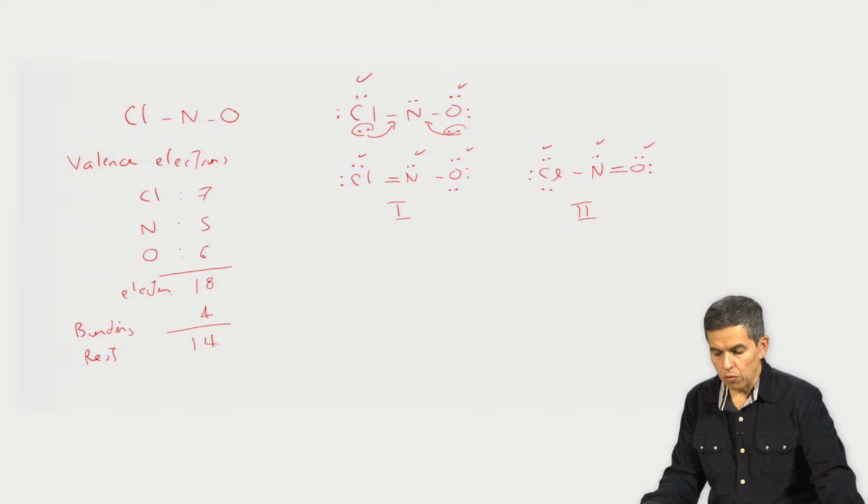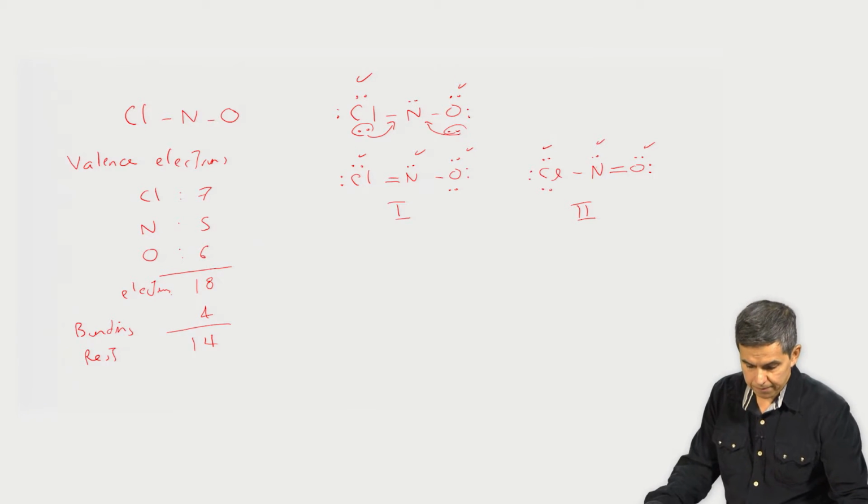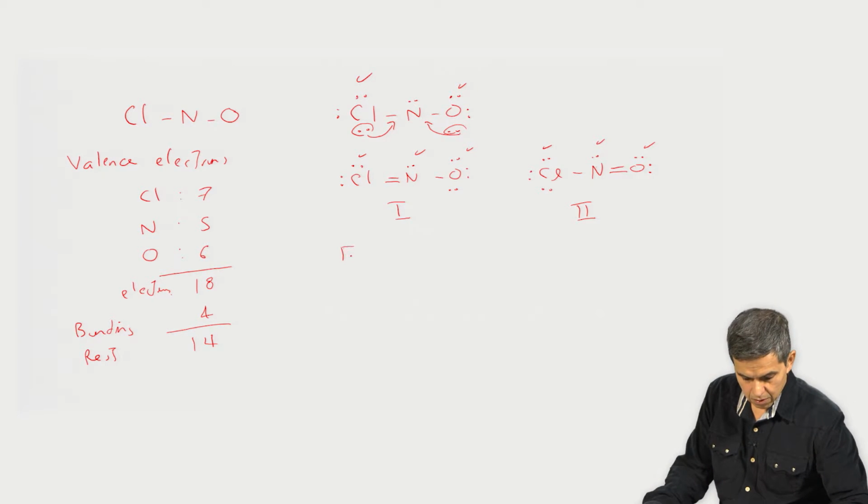So now, in order to determine which one is the most important one, what we're going to be doing is determining the formal charge of these 2 structures. For structure 1, we will look first at the formal charge of chlorine. For that, the number of electrons of chlorine will be 7 valence electrons, and we are going to subtract the lone pair of electrons, which is 4, and the ones that are shared in the double bond, which is 2. That gives a formal charge of +1.